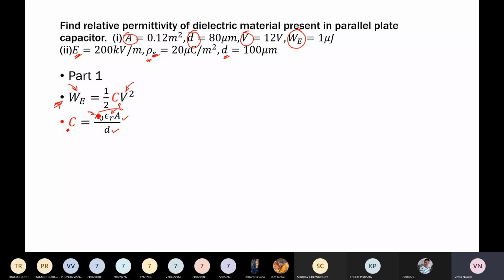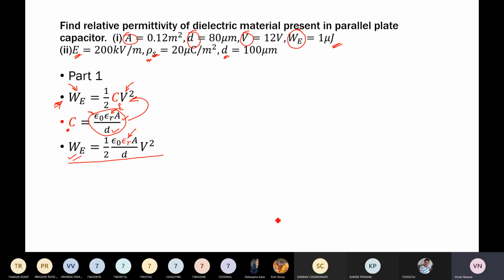So let us put this expression in the above. We can write W is equal to 1 half epsilon 0 epsilon r A upon d V square. So in this expression only epsilon r is unknown, because in the numerical you are given 1 micro joule. So all the quantities are known, only epsilon r is unknown and that is what we need to find. So you can use the equal to sign on your calculator.